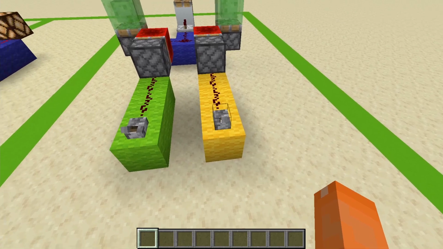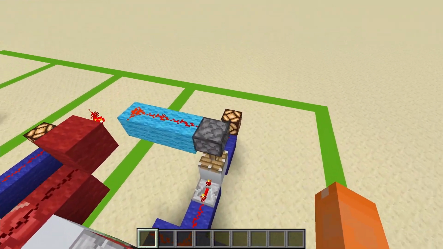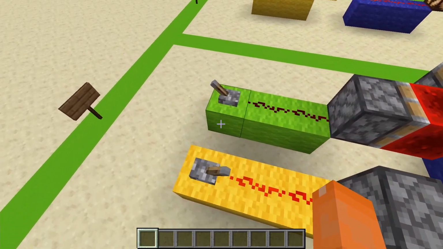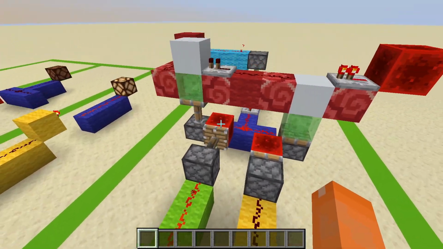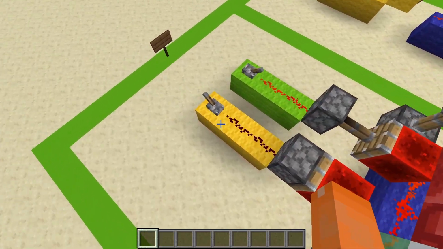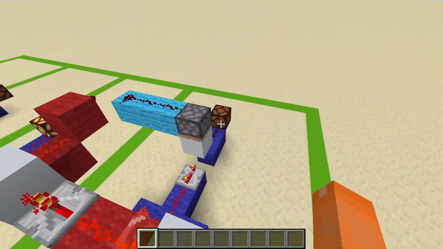So let me demonstrate that. If I flick just one of these levers, you can see we get an output over here. If I flick this one off and then the other one on, you can see we also get an output. But if I flick them both on, we do not get an output.